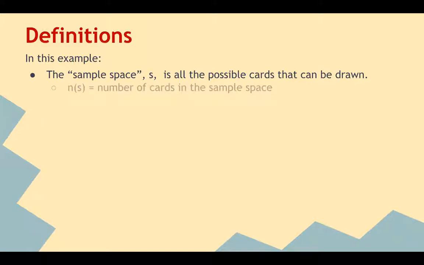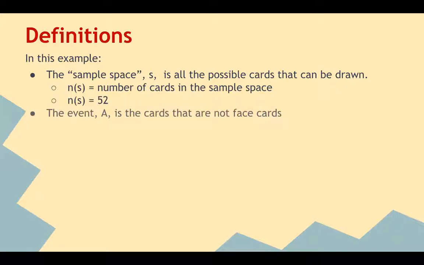So some definitions in this example: the sample space is all those possible cards, so each of the 52 cards. N of S is the number of cards in the sample space. We really should be using capital S here, but so N of S is 52. There's 52 cards. The event A is the cards that are not face cards, and so this is the winner. That's what we want, so the number cards, and there's 40 of those.